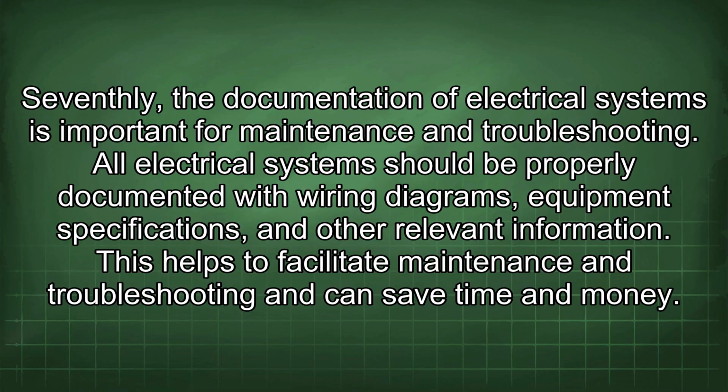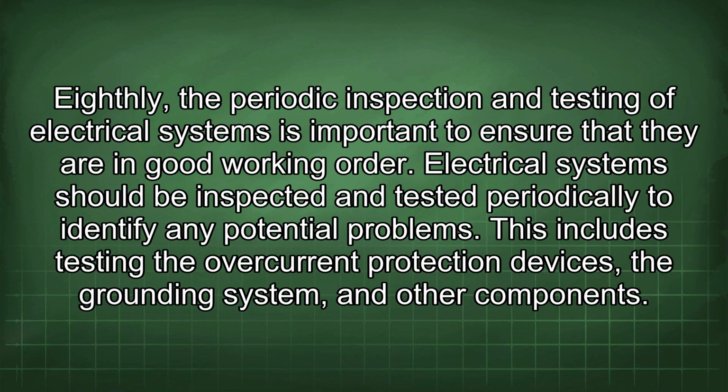All electrical systems should be properly documented with wiring diagrams, equipment specifications, and other relevant information. This helps to facilitate maintenance and troubleshooting and can save time and money. Eighthly, the periodic inspection and testing of electrical systems is important to ensure that they are in good working order. Electrical systems should be inspected and tested periodically to identify any potential problems. This includes testing the overcurrent protection devices, the grounding system, and other components.